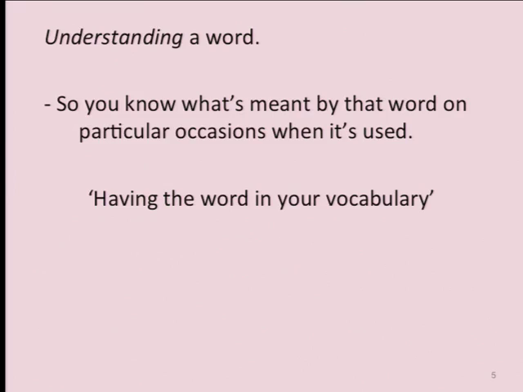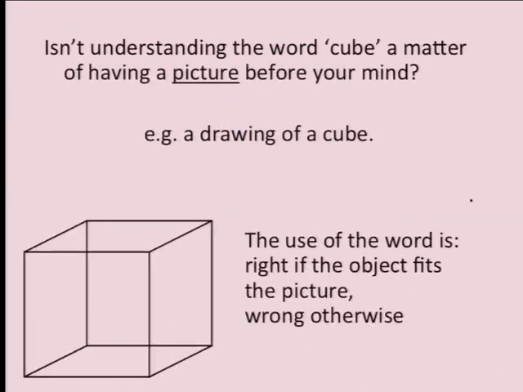So the idea would be understanding the word cube would be a matter of having a picture of a cube in your head. That tells you how to use the word. Yeah, that's a really natural idea. So then getting it right when you use the word will be a matter of applying the word to this kind of thing, and getting it wrong will be applying it to something that's not this kind of thing. Yeah, that's where truth and falsity come from.